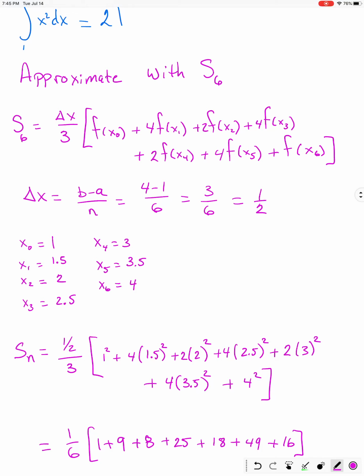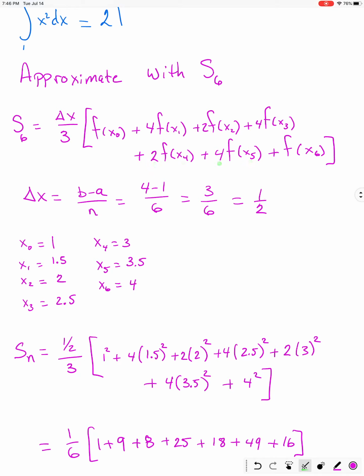S sub 6 is going to be delta x divided by 3 times the quantity: I put the endpoints into my function and evaluate those. And then x sub 1 into the function times 4, x sub 2 into the function times 2, x sub 3 into the function times 4, x sub 4 into the function times 2, x sub 5 into the function times 4, and then we'll be finished.